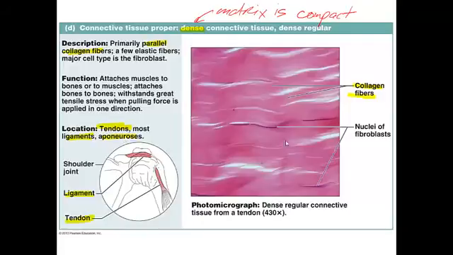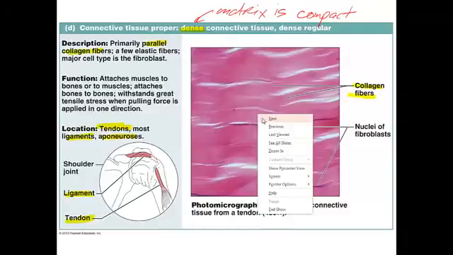So again, the big difference is that the collagen fibers are parallel. There's somewhat of a slightly wavy appearance, as you can see here. And tendons are going to be attaching muscles to bones, and ligaments are going to be attaching bones to other bones. So that's the difference, which we'll talk more about in subsequent chapters.